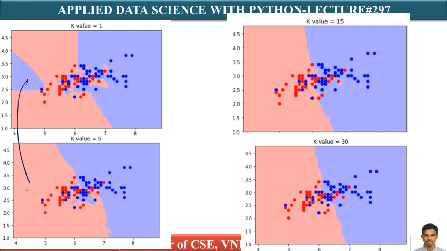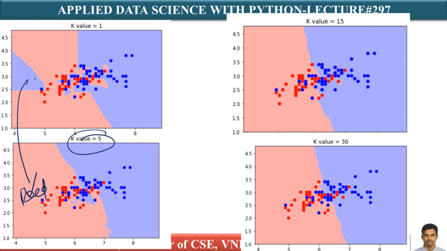Why does this blue region become a red region? Because we are considering k equal to 5. As k value increases, let's see what happens for k equal to 5. This whole region becomes red. Earlier, for k equal to 1, it was blue, isn't it?